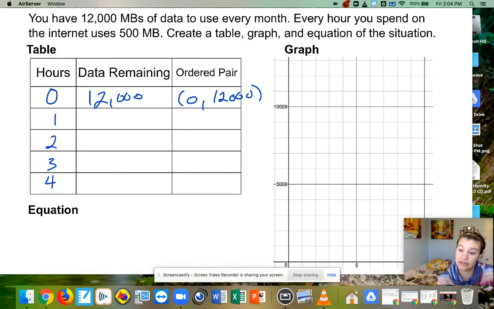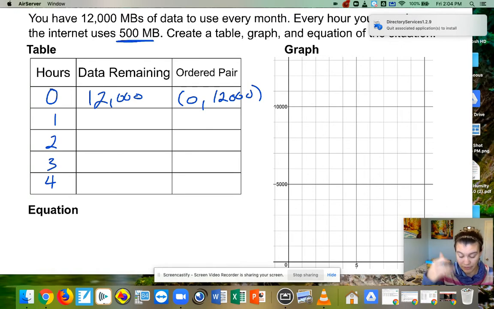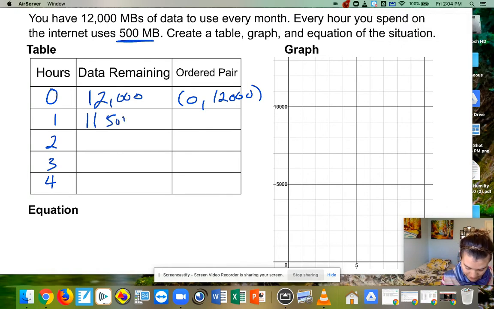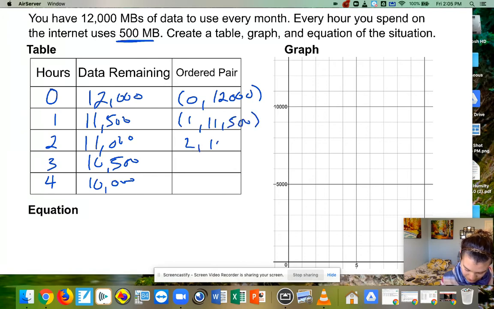Then I'm just going to go up 1 hour at a time. You could go up by half hours if you wanted to. It's up to you. So in every hour, I'm using 500, so I need to subtract from this. I'd have 11,500, 11,000, 10,500, 10,000 as we keep going down. And then your ordered pairs would be (1, 11,500), (2, 11,000), (3, 10,500), (4, 10,000). And you need the parentheses or it's not an ordered pair here.